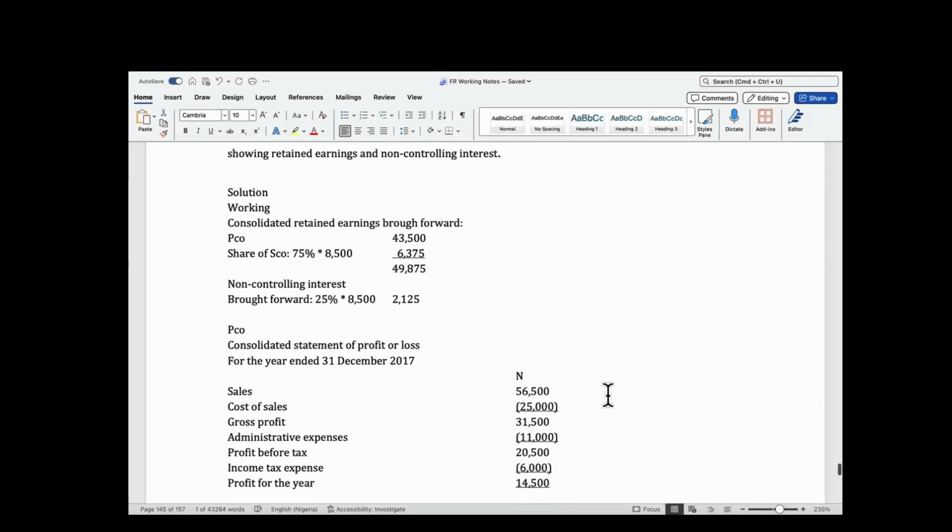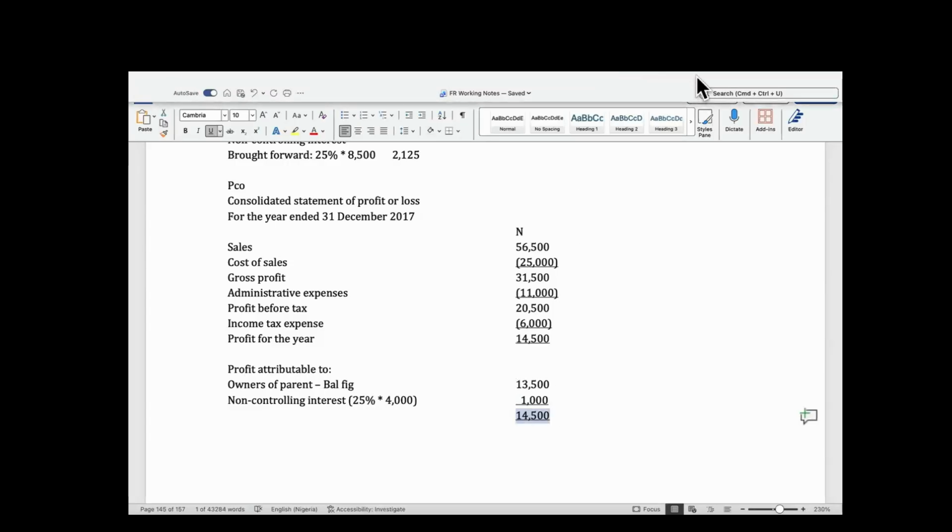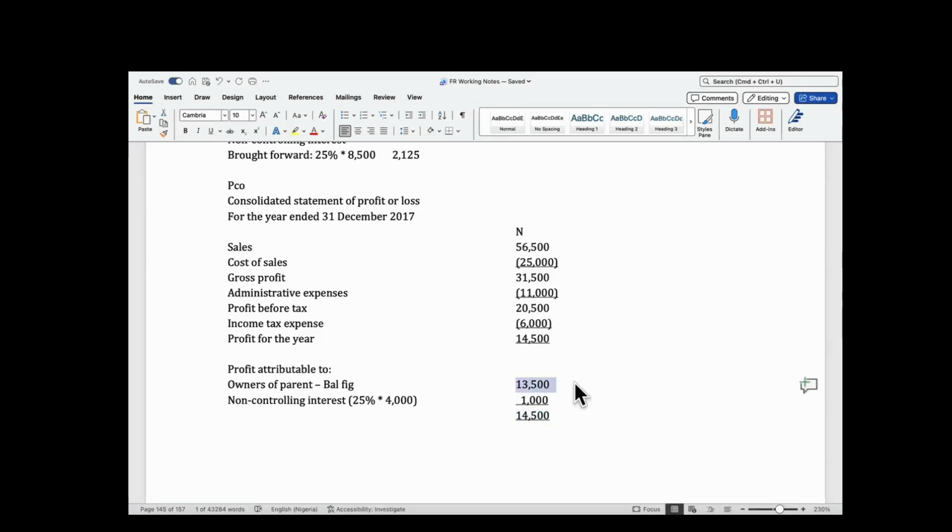So the NCI would take 25% of that 4,000, and that's 1,000. So it's taking 1,000 out of the group profit of 14,500, which I put here also as the total. When I take away 1,000 from 14.5, it gives me a balancing figure of 13,500. And that's the profit attributable to owners of parent. And that is it.